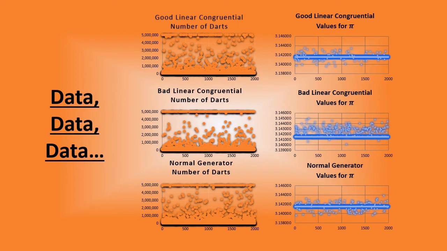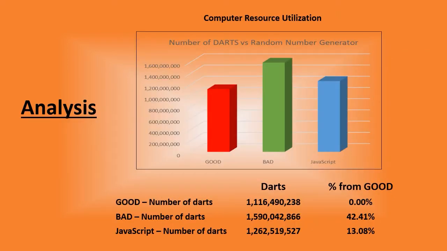This slide shows some of the early charts that I created. I believe these next 2 charts tell the whole story of what was learned. The first chart, showing the number of darts, shows the amount of computer resource usage, which is proportional to the number of darts. After running 2,000 trials for each of the random number generators, my algorithm for the good random number generator proved to use the least resources, as much as 42% less than the bad random number generator.